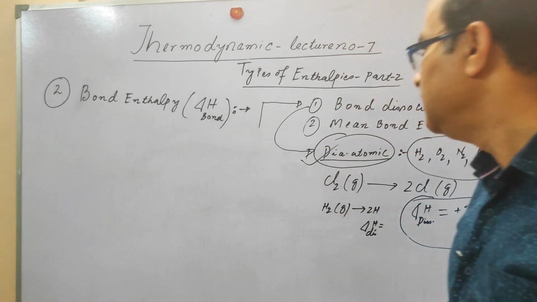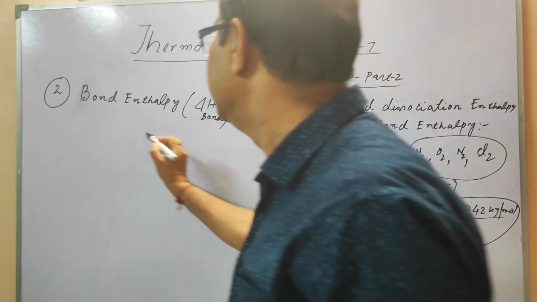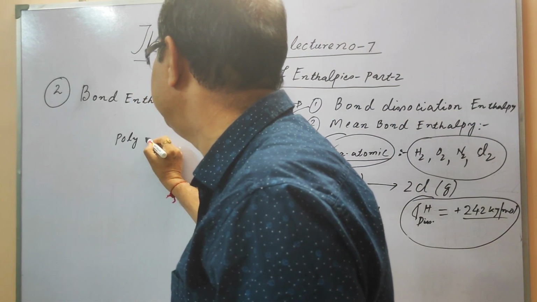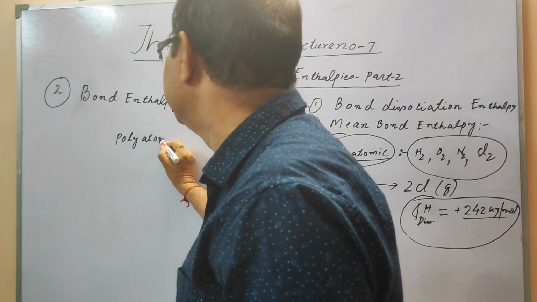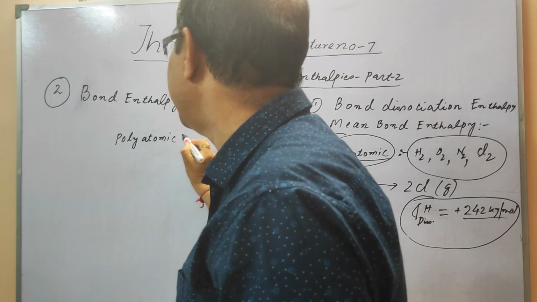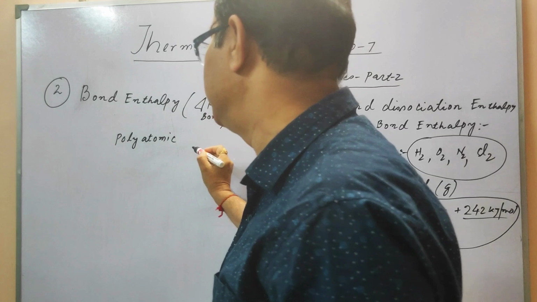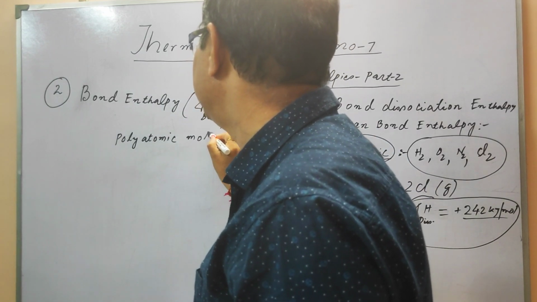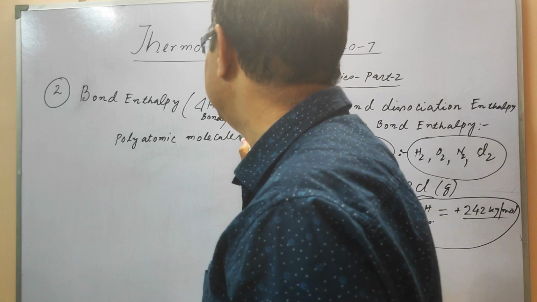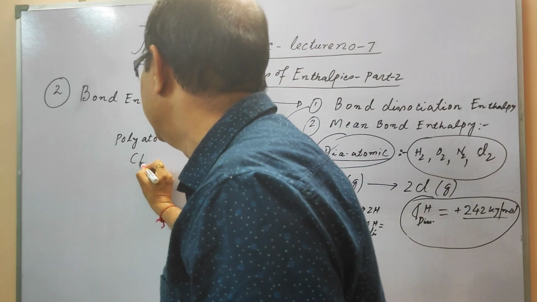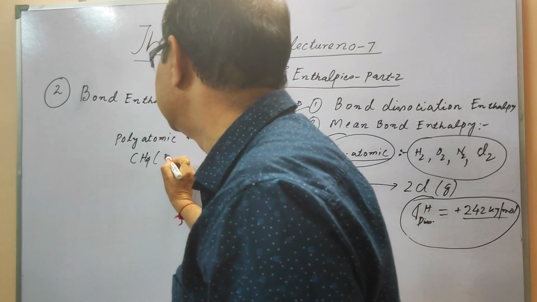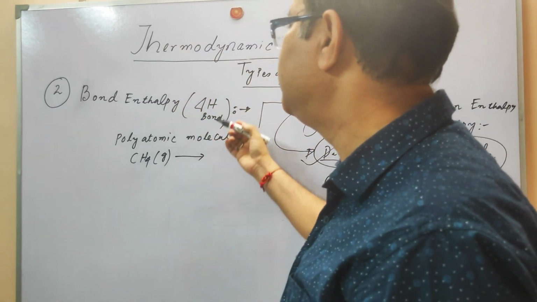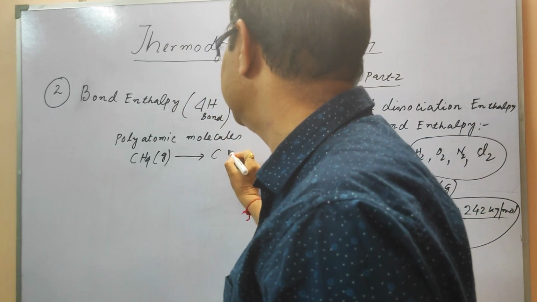But for the polyatomic molecules, the bond dissociation enthalpy is different for different atoms with different bonds. Polyatomic molecules, as for example, you can see methane gas. Methane gas, when it atomizes, it will produce this.